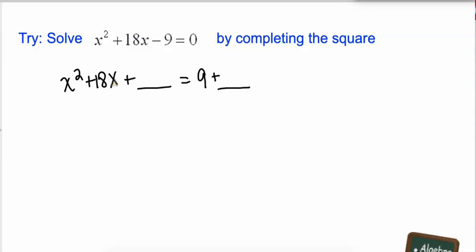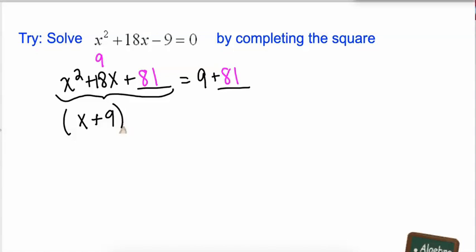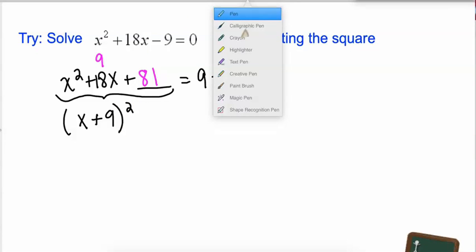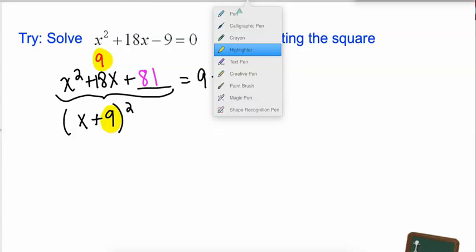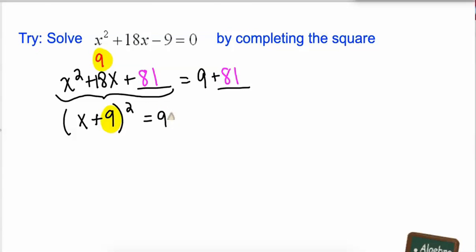I'm going to cut the coefficient of the middle term, the linear term, in half. So that's a 9. 9 squared is 81. Adding 81 to the left means I have to add 81 on the right-hand side of the equation. And then my perfect square trinomial factors to be x plus 9 quantity squared. This 9 falls right into place. And that is equal to 90.